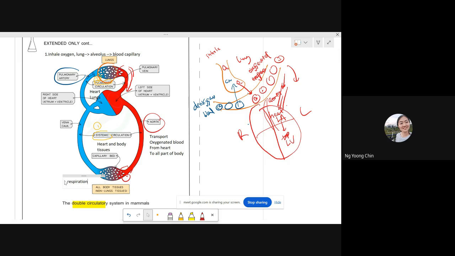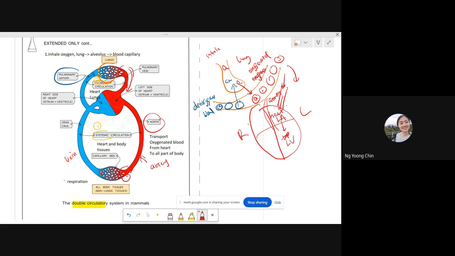So they will release carbon dioxide as a byproduct. That carbon dioxide will diffuse from the body cell into the blood capillary, and then get into the vein. This is the vein, and this is the artery. The vein will help to carry the deoxygenated blood back into the heart.